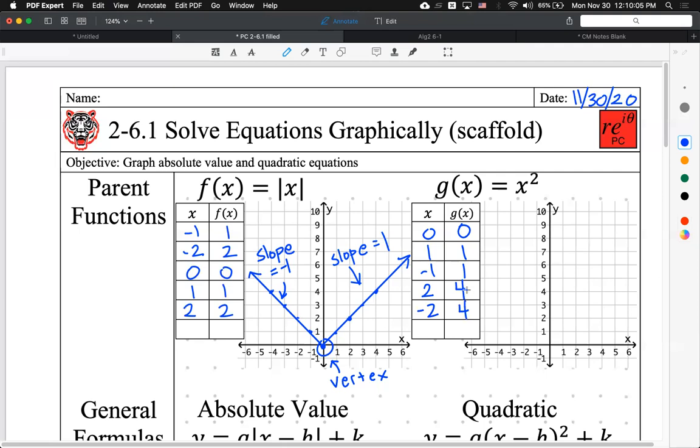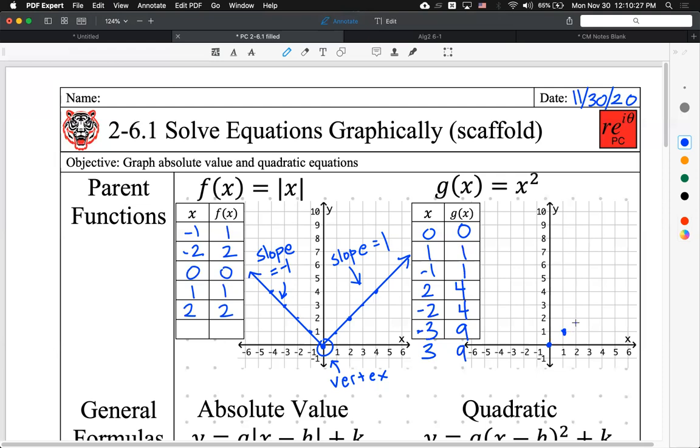You can graph all these points. I can plug in -3, Caroline, and I'll get 9. And Leo, if I plug in +3, I'll get 9. All of these points we can graph. So 0, 0. It goes 1, 1.